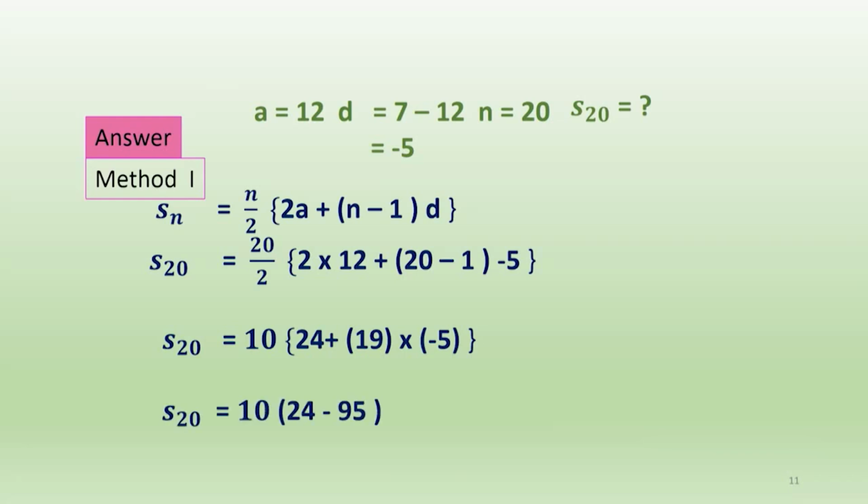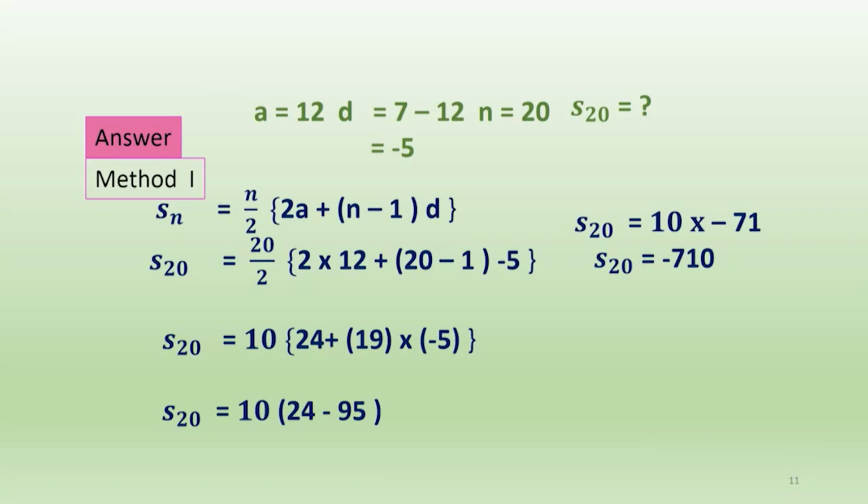What's that? 24 minus 95. 19 multiplied by minus 5 makes 95. So then we get the answer, that is S20. S20 means sum up to the 20th term, that is minus 710. Did you get that? Okay.